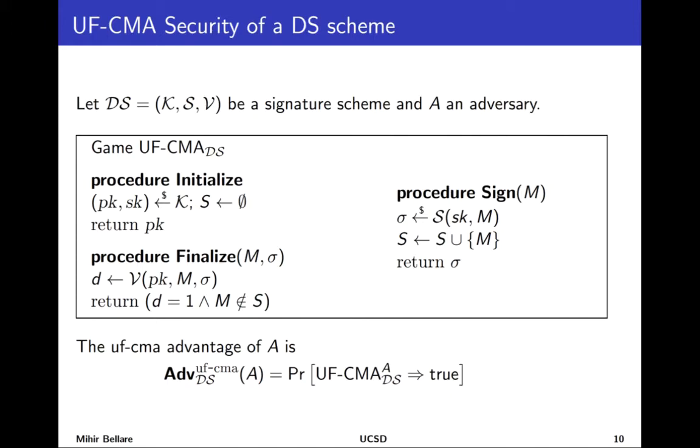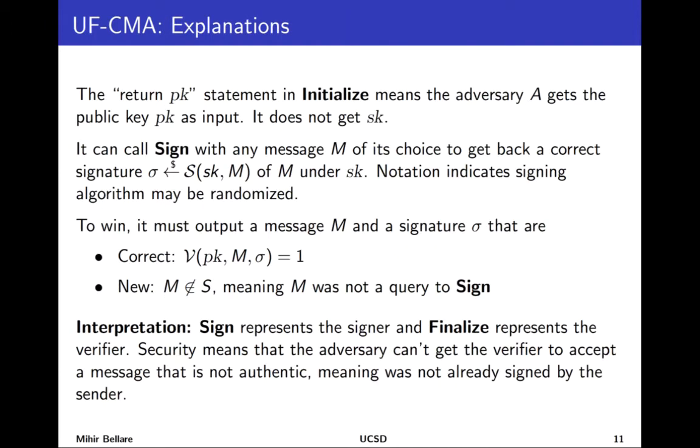theoretical concept here to understand, and now we'll start looking at different examples. Before we do that, here's a written summary of what I said verbally, so you can have it if you have a copy of the slides, but not the transcript. So remember that the return PK statement in initialize tells us that the adversary gets the public key as input. Of course, it doesn't get the secret key. It can call the sign oracle as often as it wants on any message of its choice.